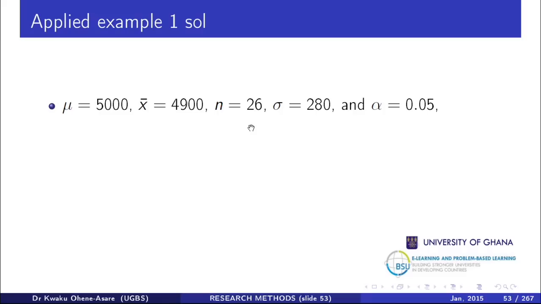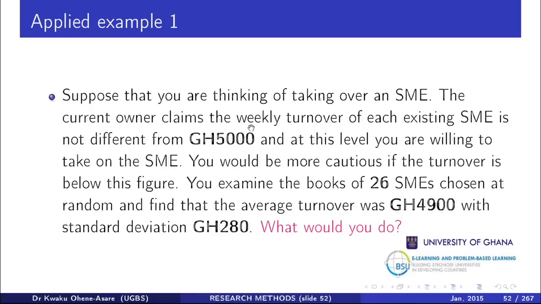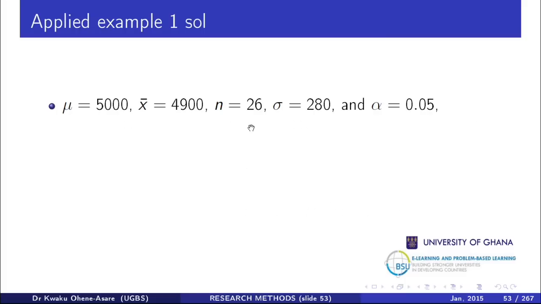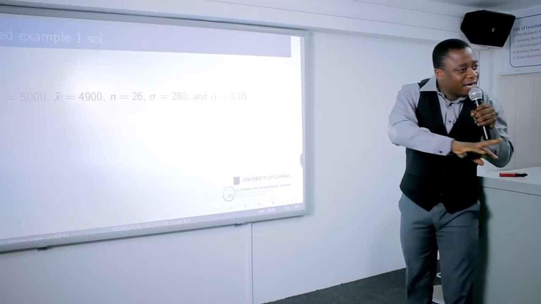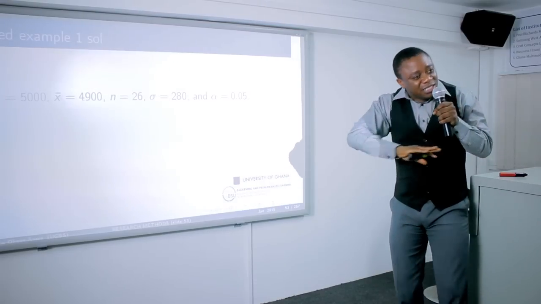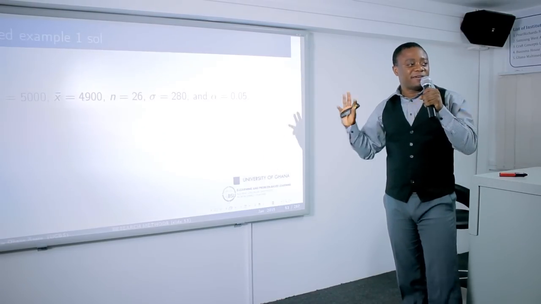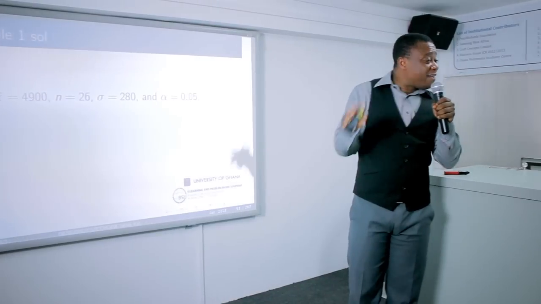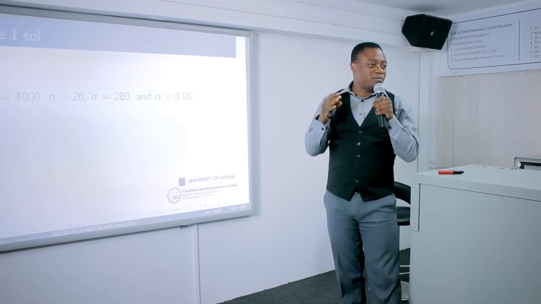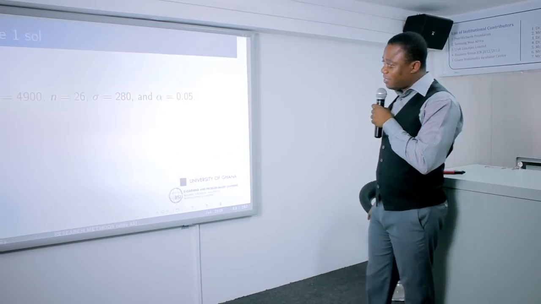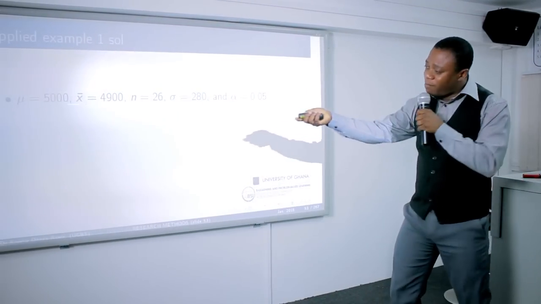Please, let's go back to the question. You realize that alpha was not given. So how did we know that alpha is 0.05? Because whenever the alpha is not given, the standard default alpha is 5%. If it is not 5%, you will be told. But if you are not told, always assume that it is 5%. We have all our variables now.